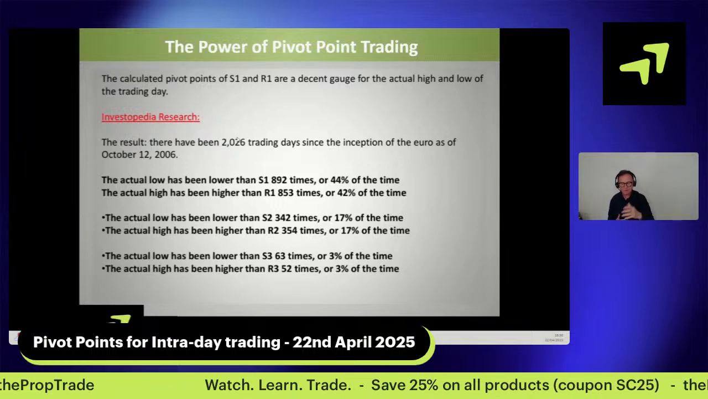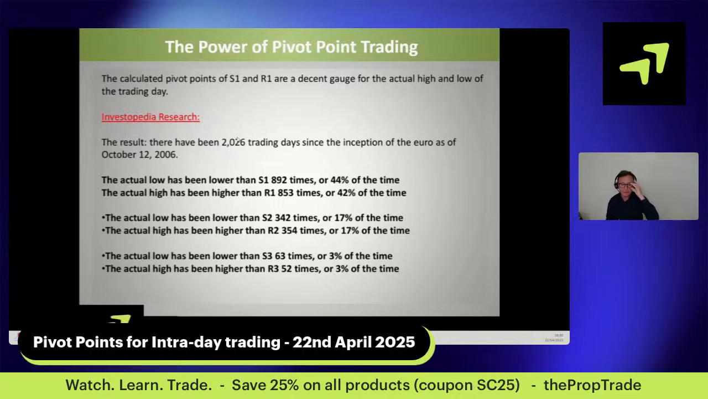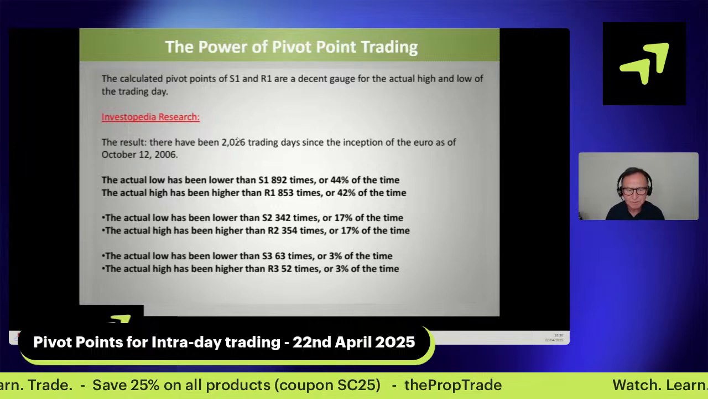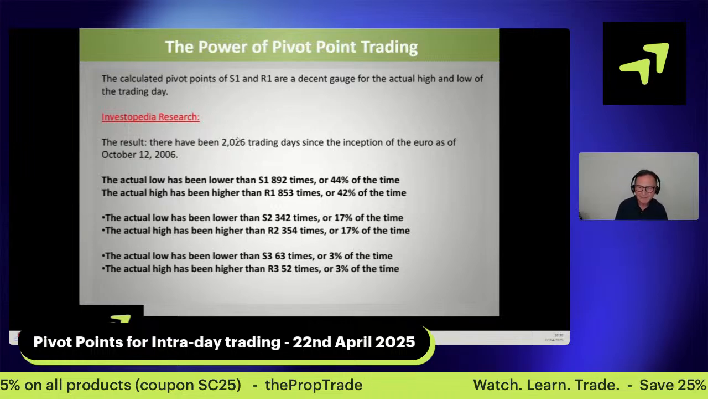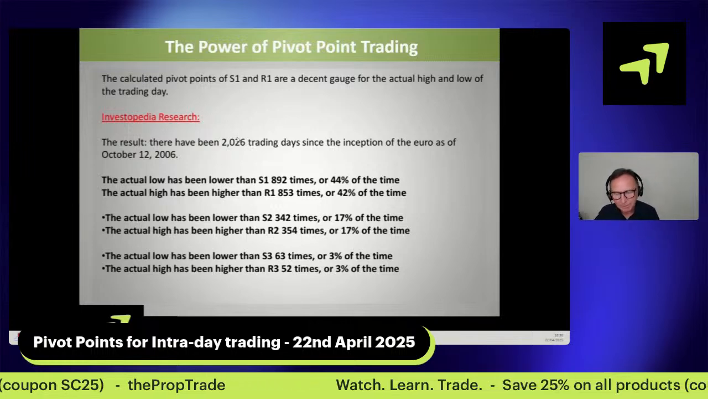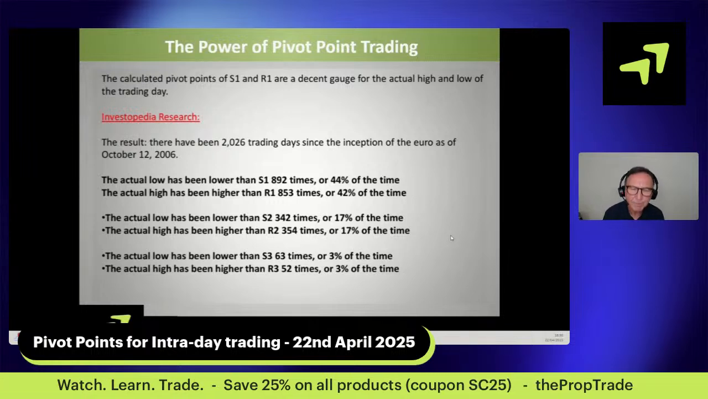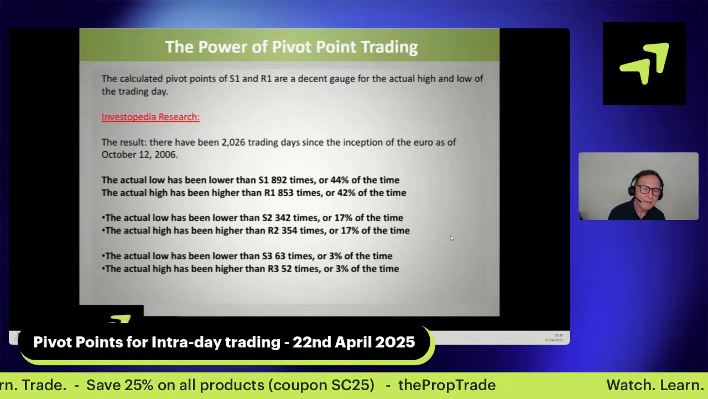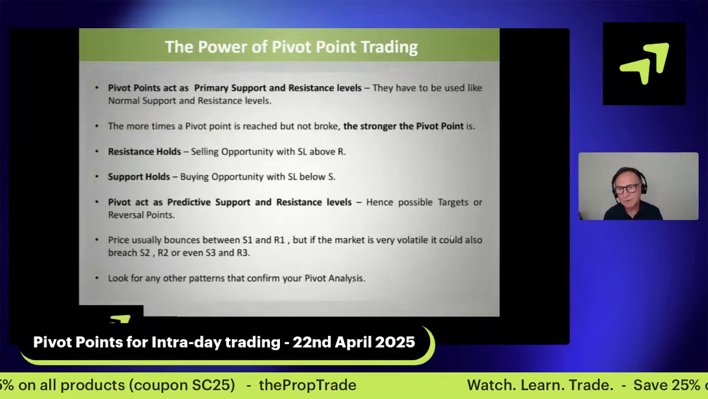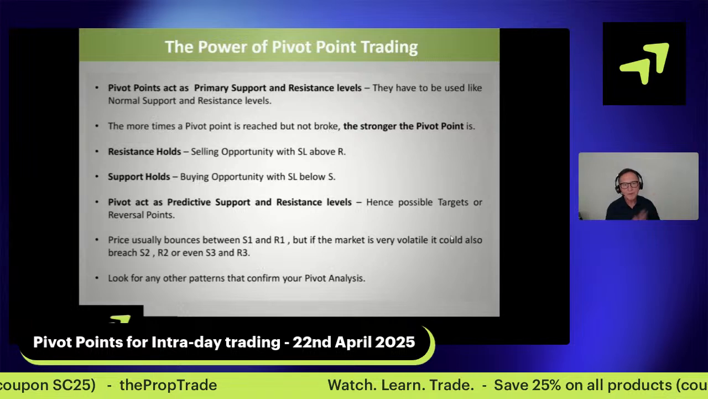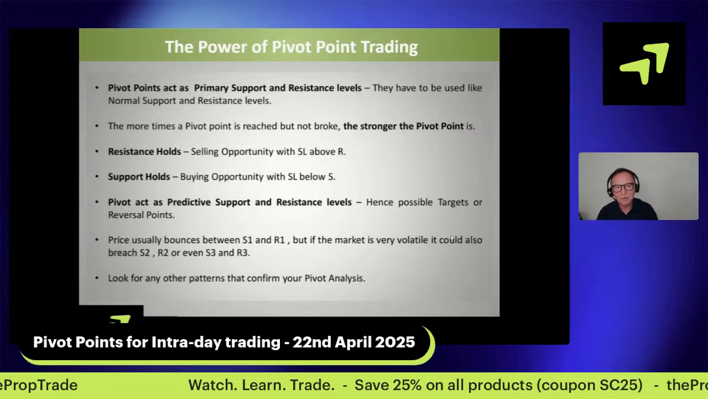We've only looked at the euro as an example today, and other forex pairs, but it can be applied to any asset, and that's the beauty of them, because it's a very simple calculation based on the previous time frame and predictive for the time frame that you're trading. So in summary, then, they act as primary support and resistance levels.